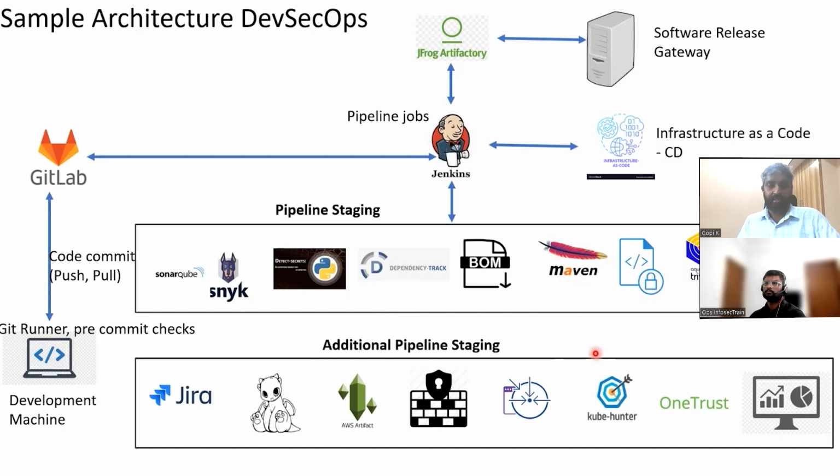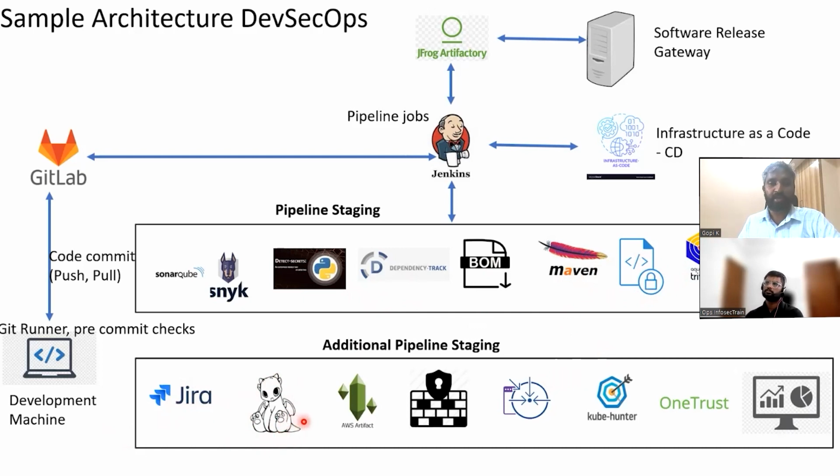In addition to that, we have other stages also, which we can integrate if required. For example, we can integrate Jira with the pipeline, and monitor how many requirements are implemented and how many are not implemented. Then there is the OWASP Threat Dragon tool. This is the OWASP Threat Dragon tool.